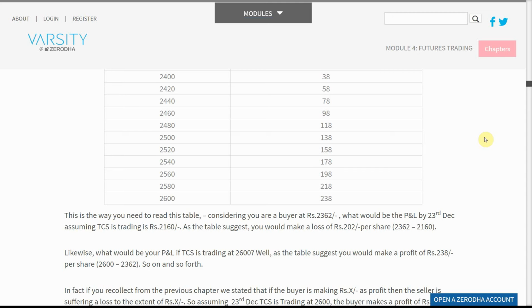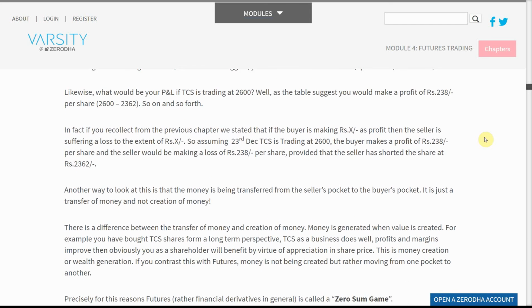This is the way you need to read this table, considering you are a buyer at 2,362 rupees. What would be the P&L by the 23rd of December, assuming TCS is trading at 2,160 rupees? As the table suggests, you would make a loss of 202 rupees per share, 2,362 minus 2,160. Likewise, what would be your P&L if TCS is trading at 2,600? Well, as the table suggests, you would make a profit of 238 rupees per share, 2,600 minus 2,362, and so on and so forth. In fact, if you recollect from the previous chapter, we stated that if the buyer is making Rs X as profit, then the seller is suffering a loss to the extent of Rs X.